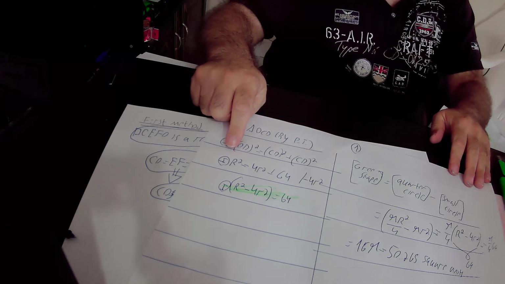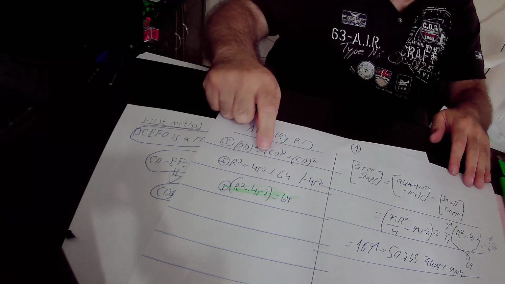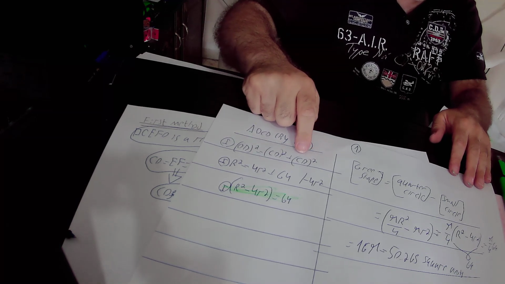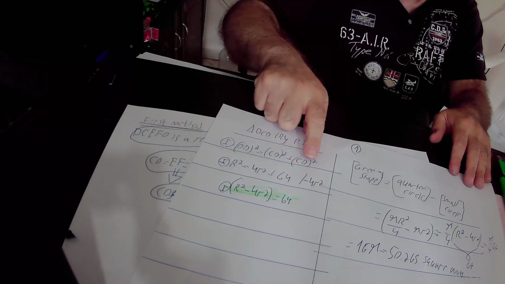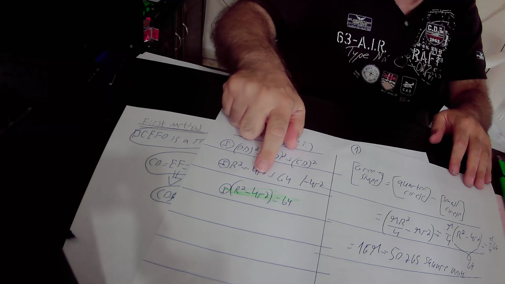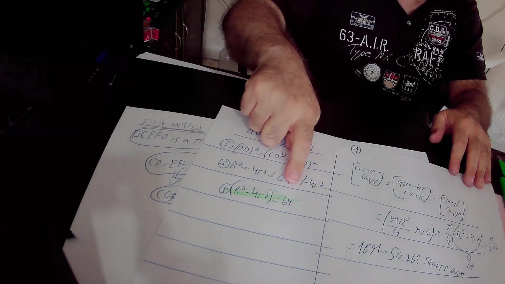OD is capital R, therefore OD squared is capital R squared. CO is 2R, so CO squared is 2R squared, that is 4R squared. CD is 8, so CD squared is 8 squared, that is 64. Subtracted 4R squared from this equation, and found out that capital R squared minus 4R squared equals 64.